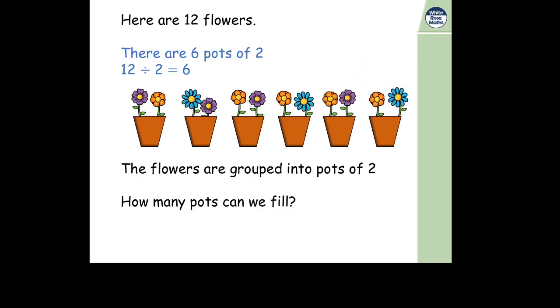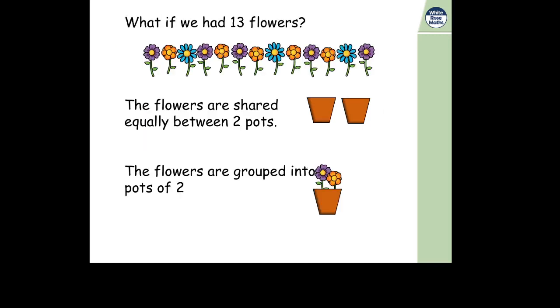How many pots are there? Well, it says there are 6 pots of 2, so 12 divided into groups of 2 makes 6. The answer was the same. What happens if we had 13 flowers, though? What would happen if you had 13 flowers?